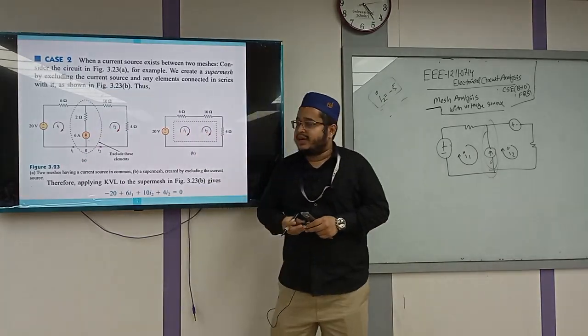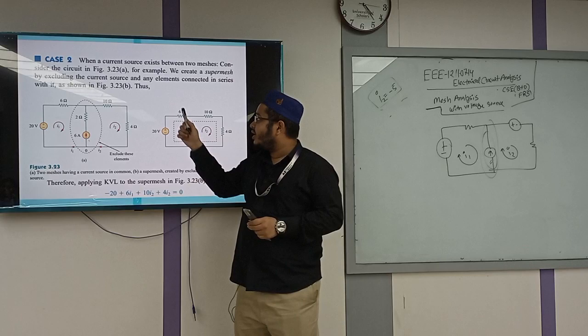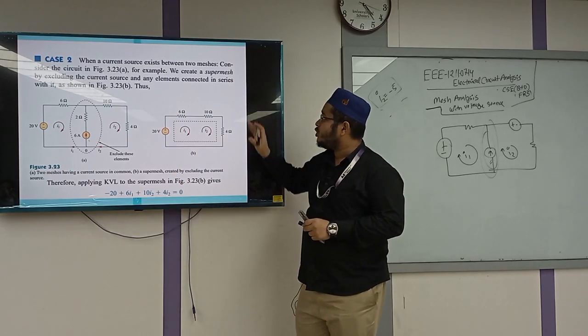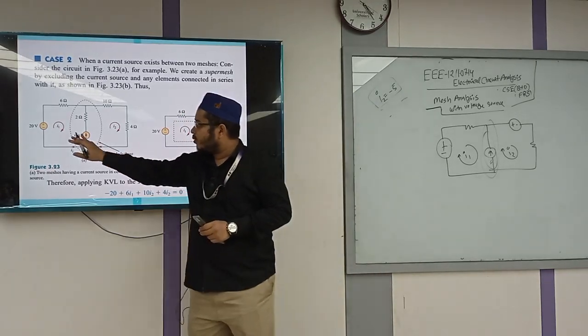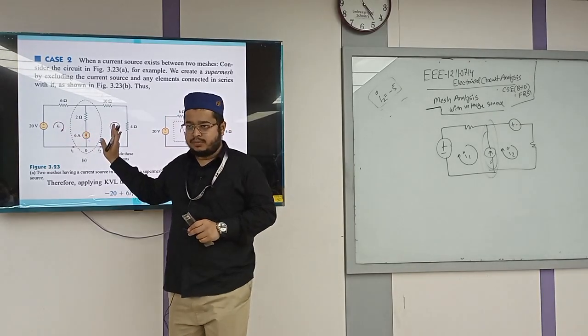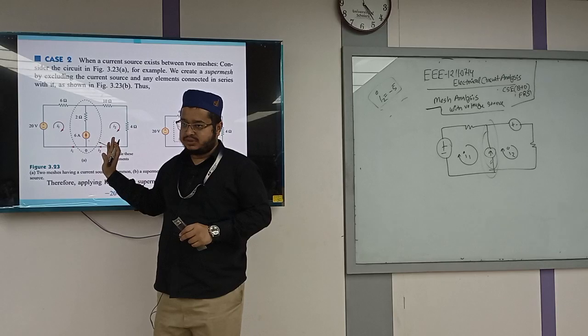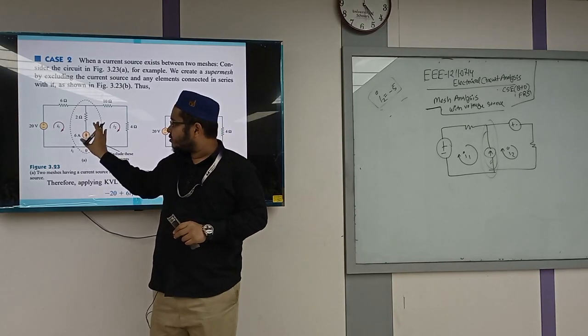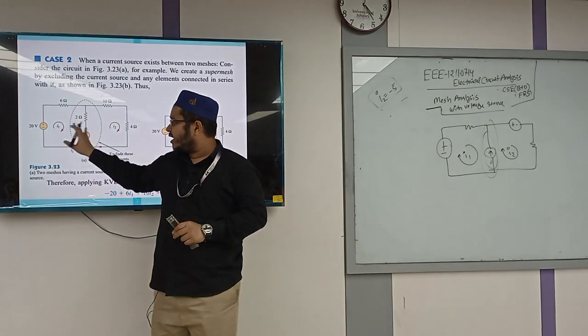Now let's see the second case. When a current source exists between two meshes, here we are seeing that there are two meshes. Mesh means loop. Basically, there are two independent loops. So, as we are learning mesh analysis, we can say there are two loops.